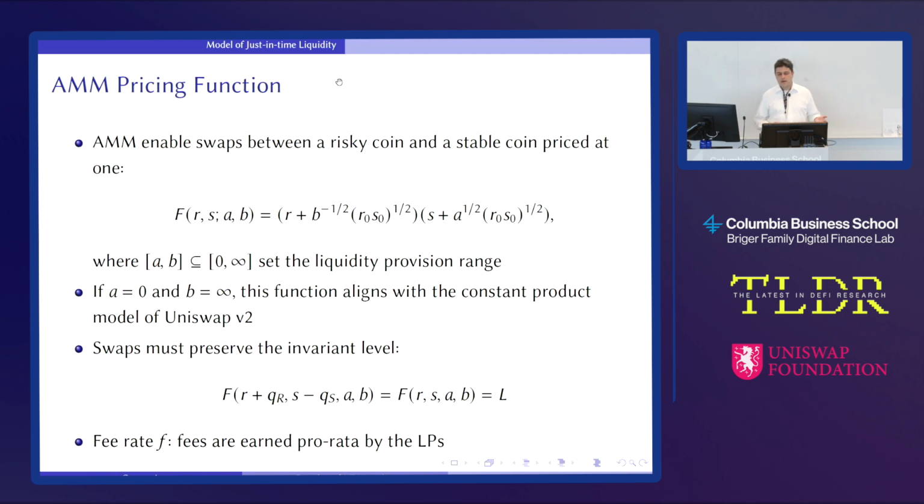So if you trade QR risky coins for QS stable coins, R stands for risky and S stands for stable. That's the type of the two tokens that we are analyzing. Then the relation must be invariant. And the fees are being paid and earned on a pro rata basis by the liquidity providers. So if you have a larger share of liquidity, you will end up making more from the fees.